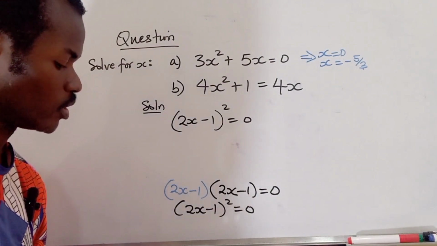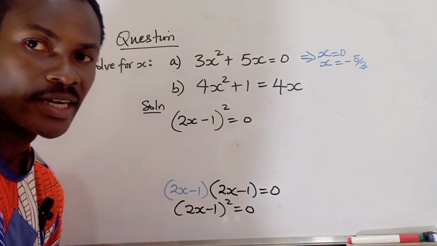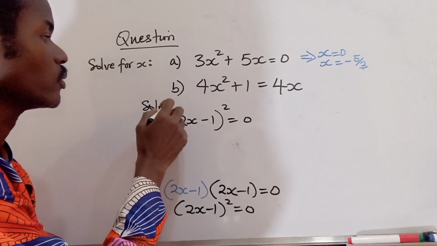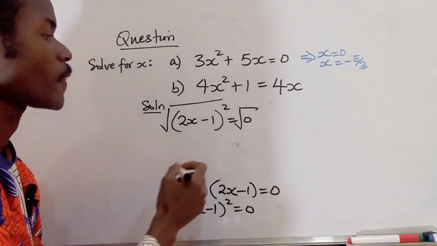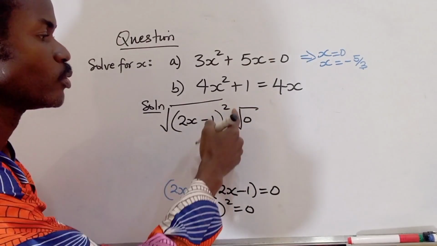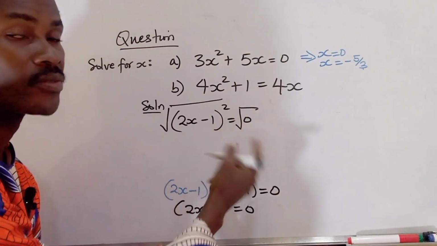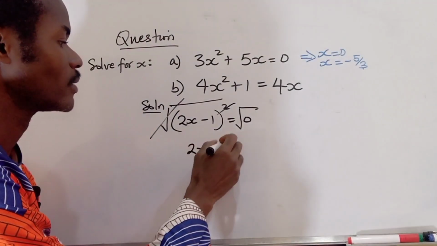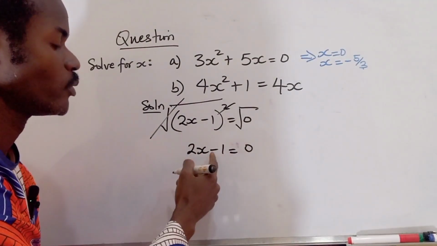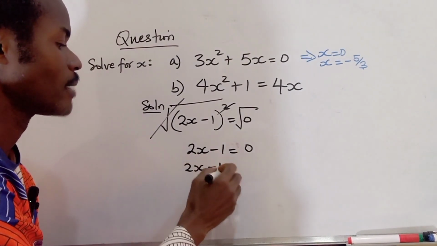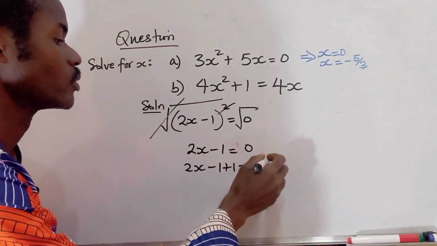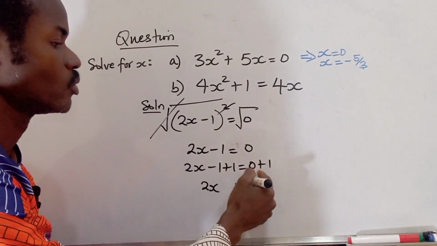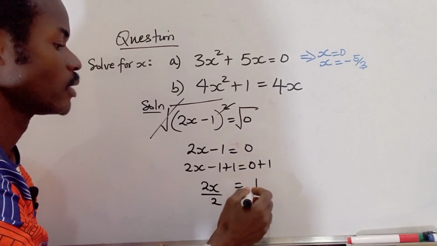So what do I do to be able to find the value of x? I'm simply going to take the square root of both sides. So we have, you don't want to put your plus minus here because the square root of 0 is still 0. So this will take out the square, and 2x minus 1 is equal to 0. Now I'm going to add 1 to both sides. So we have 2x minus 1 plus 1 is equal to 0 plus 1. So we have 2x here, minus 1 plus 1 is 0, which is equal to what? 1. Divide both sides by 2.